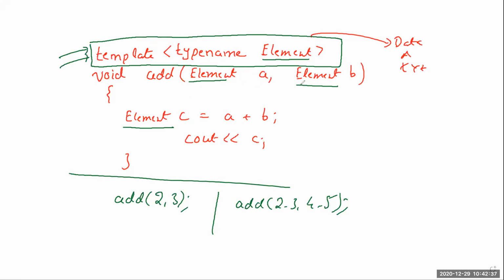Now when you call this function with two integers, you can think that this element would be replaced by int, so it will be adding two integers. And when you call this function with something else, the element would be replaced by that data type, right? So let me just show you this example again on the slide, so that you have a global view of what we have been doing, right?